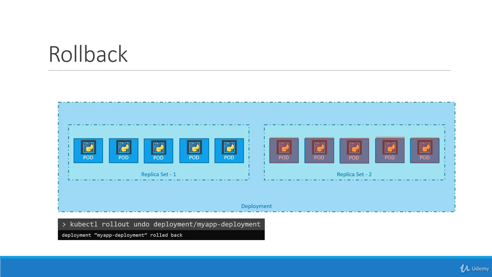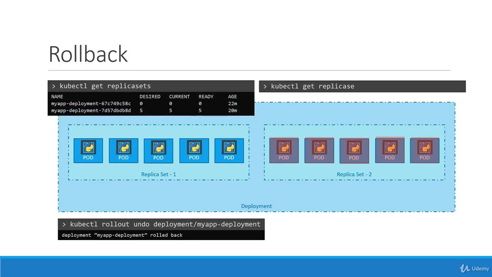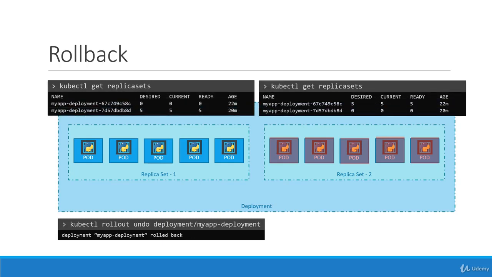When you compare the output of the kubectl get replicasets command before and after the rollback, you will be able to notice this difference. Before the rollback, the first replica set had 0 pods and new replica set had 5 pods, and this is reversed after the rollback is finished.